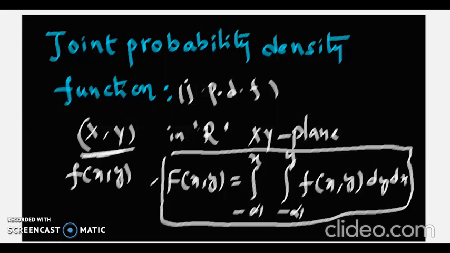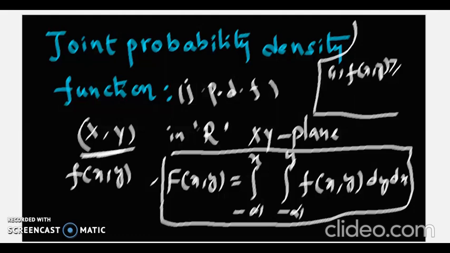The properties satisfied by the joint probability density function are: first, f of x comma y is greater than or equal to 0, the non-negative property. Second, in the two-dimensional case, the integral from minus infinity to infinity of the integral from minus infinity to infinity of f of x comma y is always equal to 1.